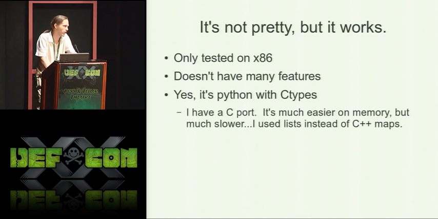I did have auto kill and setting prejudice levels so that you could try and suspend threads and whatnot, but that became troublesome, and I didn't want to have to field bugs like, well, suspend broke my system. I have a C port, but it's much slower because I used lists instead of maps.